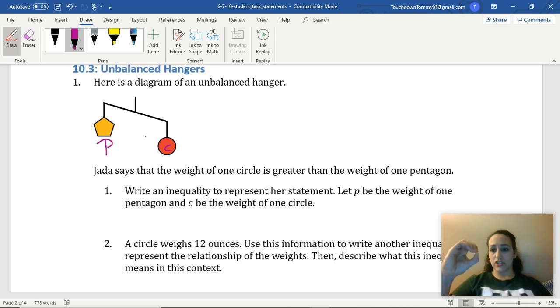Well, the C, the circle, is hanging lower. It must be heavier since it's pulling that diagram down. So if it's bigger, it's greater. Our symbol is going to want to eat the circle. It's going to want to be open to the circle because that's the heavier, greater thing. So I'm going to open my inequality symbol toward the circle, the C for circle, which means that on the other side, the side that is not as great, or lighter, would be the P, the pentagon.